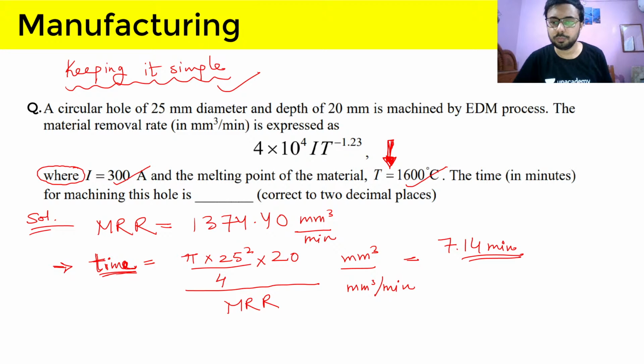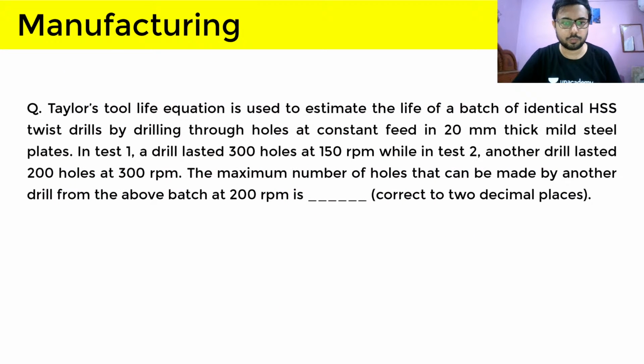So we will do our next question now. In this question, it is given that Taylor's tool life equation is used to estimate the life of a batch of identical high-speed steel twist drills by drilling through holes at constant feed in 20 mm thick mild steel plates. In test 1, a drill lasted 300 holes at 150 rpm, while in test 2, another drill lasted 200 holes at 300 rpm. The maximum number of holes that can be made by another drill from the above batch at 200 rpm is.